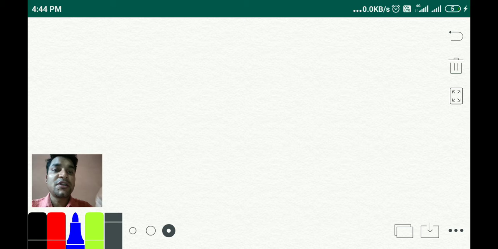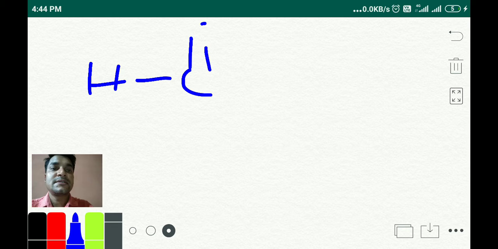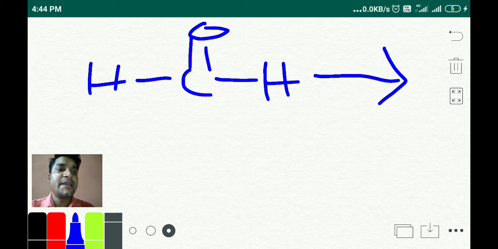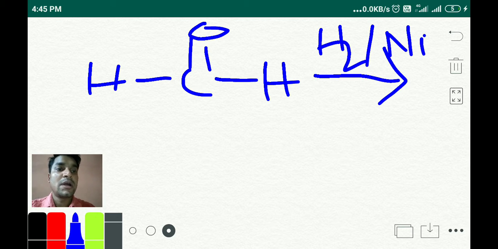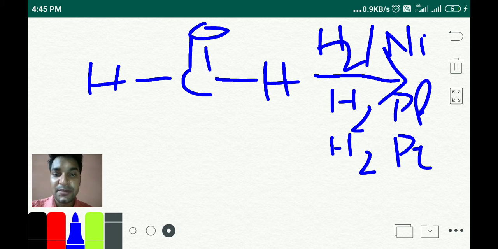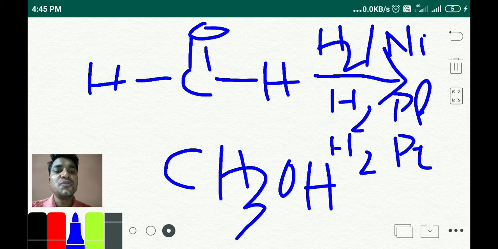Take any particular aldehyde, say formaldehyde. Now if you reduce this aldehyde in presence of hydrogen and nickel, or hydrogen palladium, or hydrogen platinum, it will form nothing but methanol. So it will convert it to methanol.